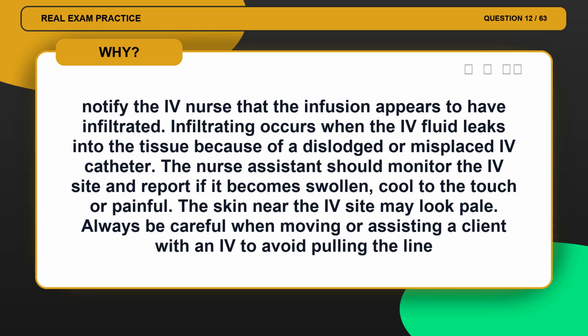Notify the IV nurse that the infusion appears to have infiltrated. Infiltration occurs when the IV fluid leaks into the tissue because of a dislodged or misplaced IV catheter. The nurse assistant should monitor the IV site and report if it becomes swollen, cool to the touch or painful. The skin near the IV site may look pale. Always be careful when moving or assisting a client with an IV to avoid pulling the line.